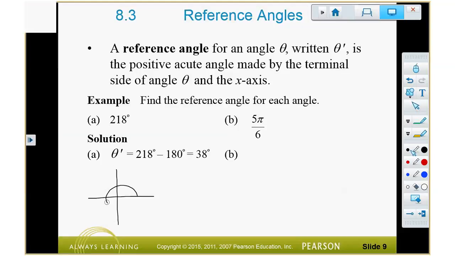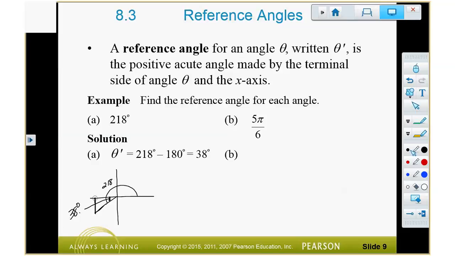Now, 218 degrees is somewhere over here. That's 218 degrees, but I really don't want that. I want to know what this angle is right here, and that would be 218 minus 180, which means we know that that angle is 38 degrees.